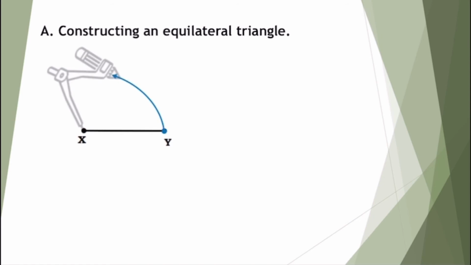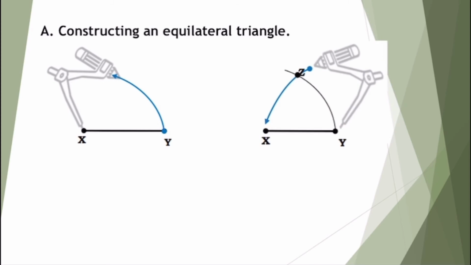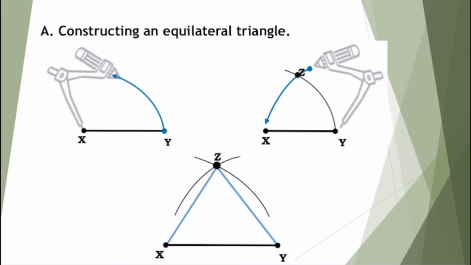So step 1, make an arc of points that are the length of XY away from point X. For our step 2, make another arc of points that are the length of XY away from point Z. And for our step 3, let's connect points X, Y, and Z, and now you have an equilateral triangle, which is a regular polygon.